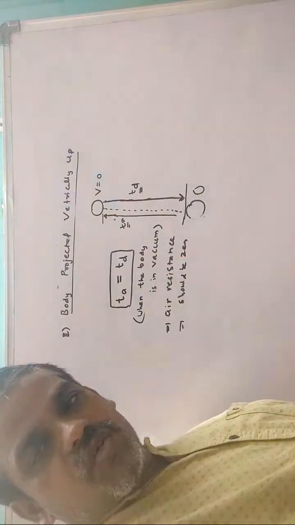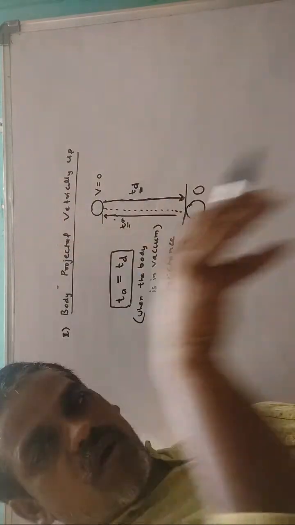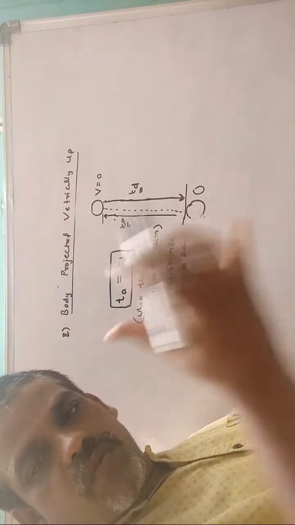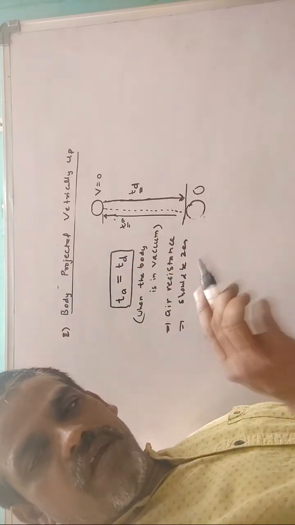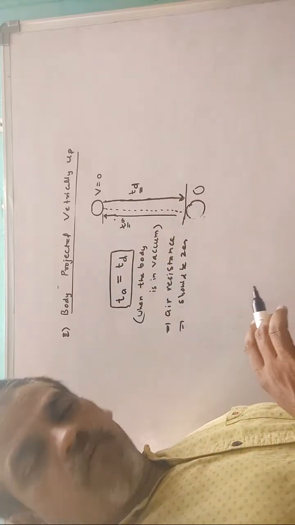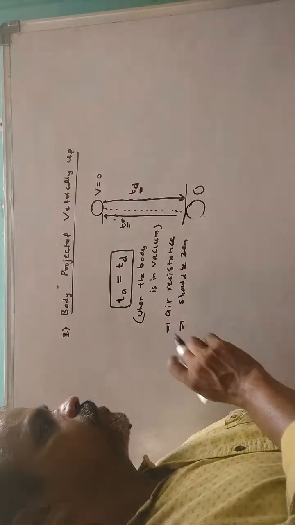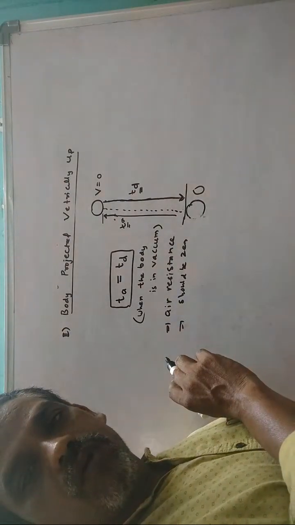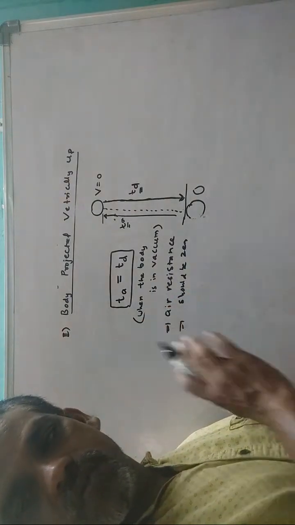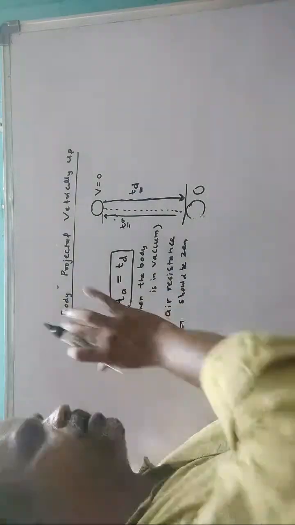If you understand time of ascent equal to time of descent, what is time of ascent? Ascending, it is going up. Descending, it is going down, to there, it is going to maximum height. Time of ascent equal to time of descent. Both are equal when the body is in vacuum. Vacuum లో ఉన్నప్పుడు both are equal. అలా కాకుండా air resistance అనేది ఉండదు, air resistance ఎలాంటి disturbance ఉండదు, then only TA equal to TD.